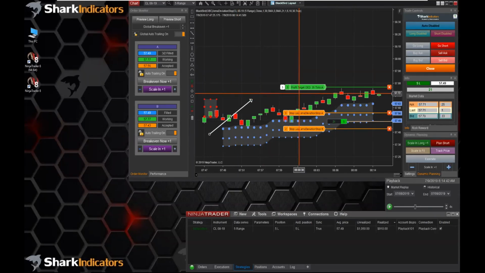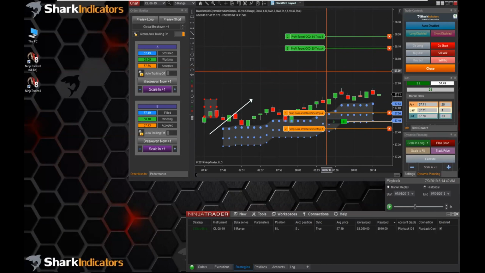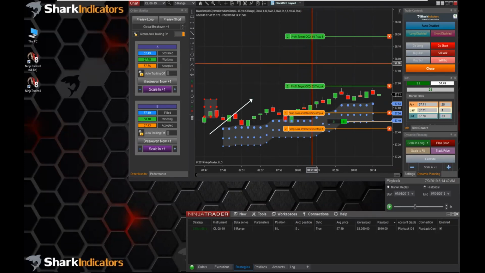So you can always override what BlackBird is doing. If I don't believe that this is the end of the trend, I can always take my profit targets and move them back out if I wanted to. You are always in control of your trade. BlackBird's never going to lock you in to any situation.